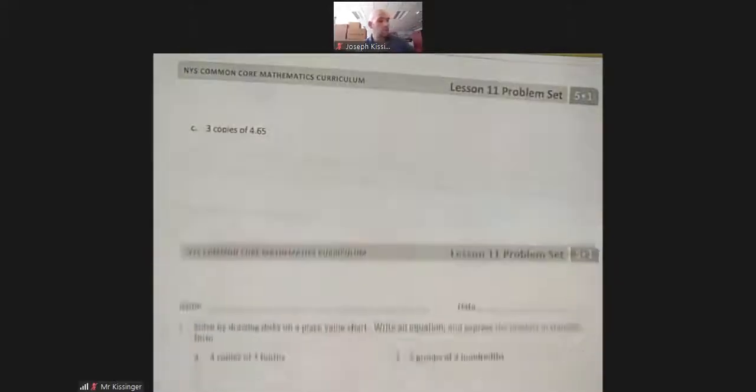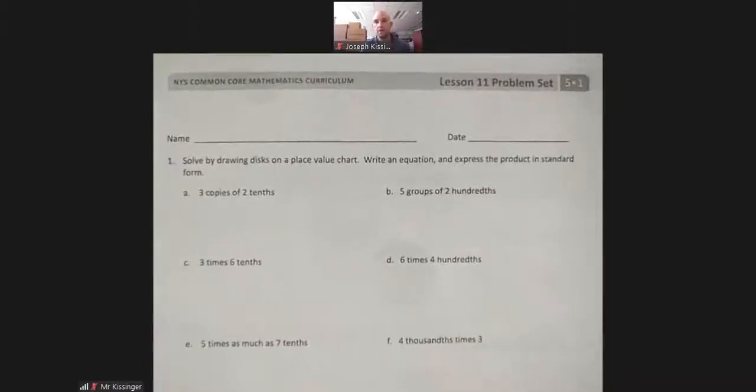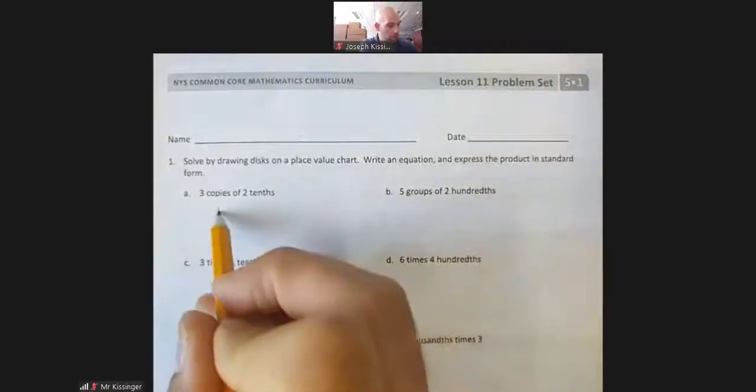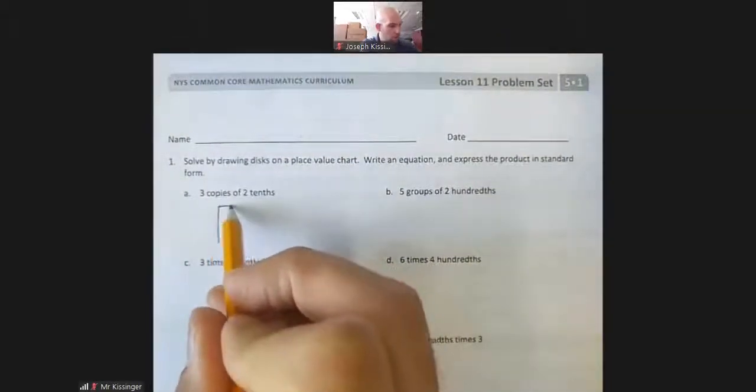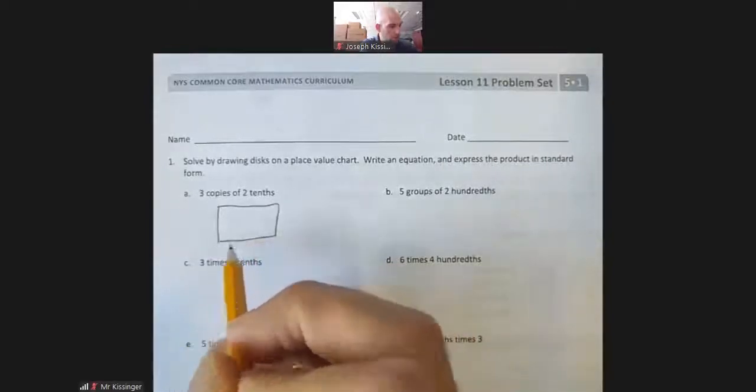So let's look at the top of our page here. It says solve by drawing discs on a place value chart, write an equation, and express the product in standard form. If you look at letter A, it says 3 copies of 2/10. So we're going to make our place value chart here, just a small one. We'll do just 1s and 10ths. That's all we'll need for this.